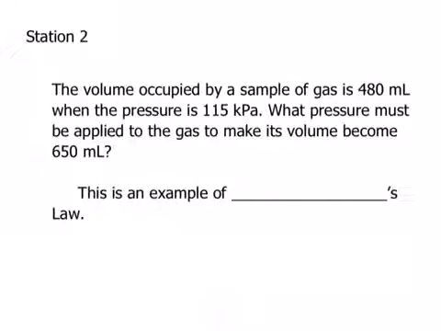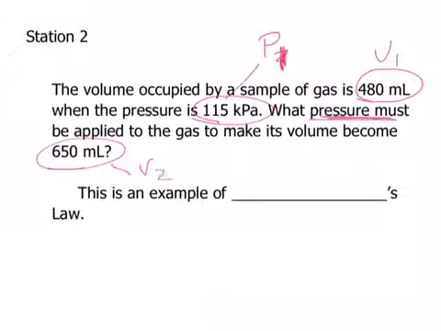Alright, next problem. This one says the volume occupied by a sample of gas is 480 milliliters, so this is my V1, right? When the pressure, so this is my P1, is 115 kPa. What pressure must be applied to the gas to make its volume become 650 milliliters? So this is my V2, which means I am looking for P2. This is what we're trying to find. So we want to use P1 V1 equals P2 V2.